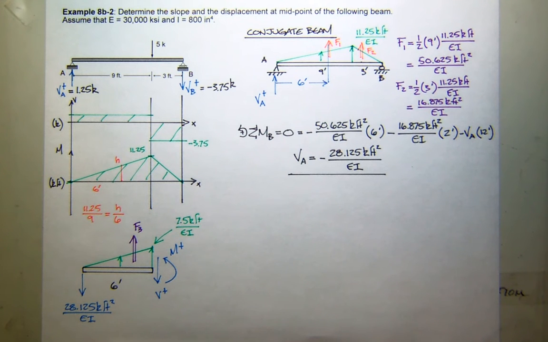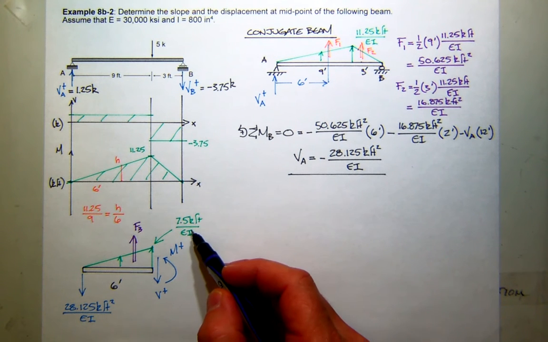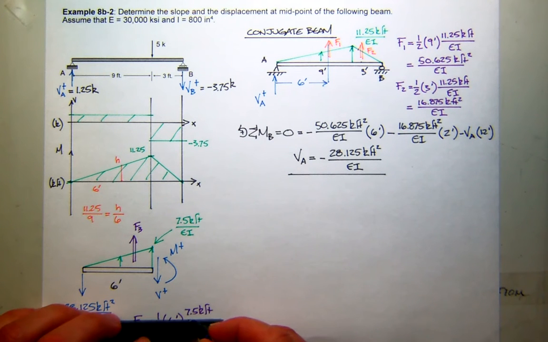Anyway, on to other things. So what's F3? It's the area of the triangle, so it'd be 1/2 base 6 times height 7.5. I'll squeeze that in down here. So F3 is 1/2 base, which is 6 feet, times height, which is 7.5 kip feet divided by EI.